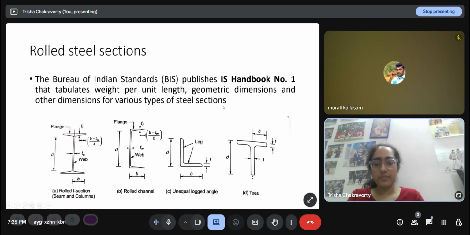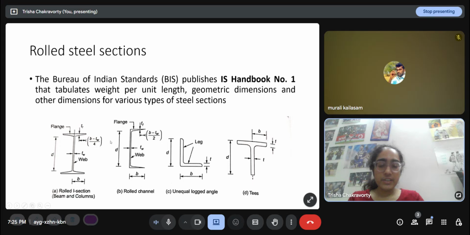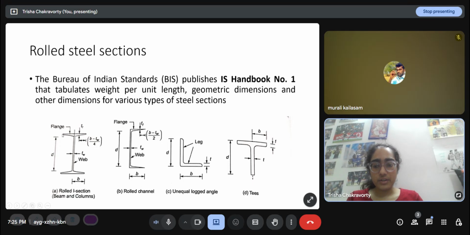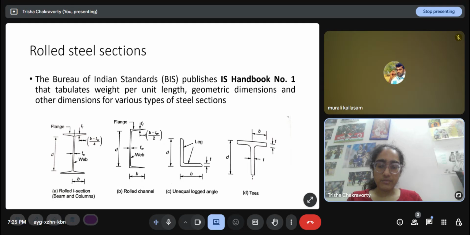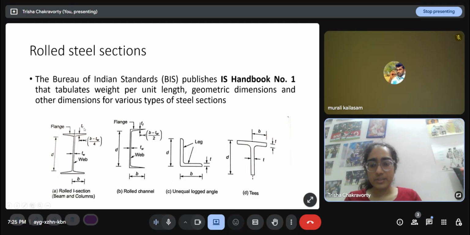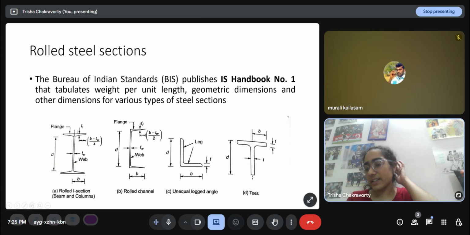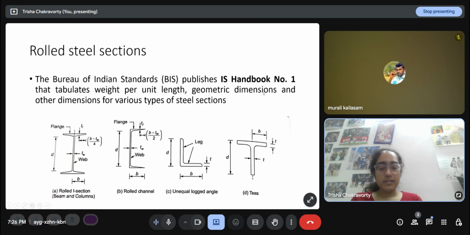In each row, the name of the section is given. There's a unique label provided to each section, like ISMB 200, ISMB 300, and all the dimensions corresponding to that are mentioned in the row of the table. Each row is dedicated to one label. So D is the overall depth, TF is the thickness of flange, TW the thickness of web, the width of flange or the half width, and all that are mentioned.